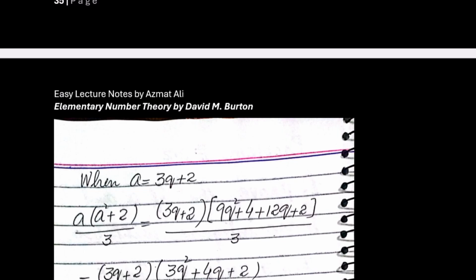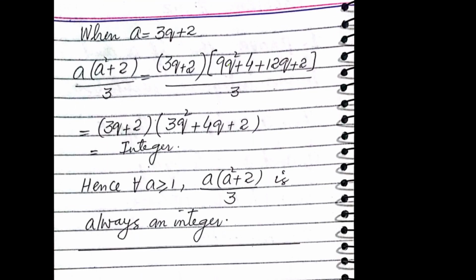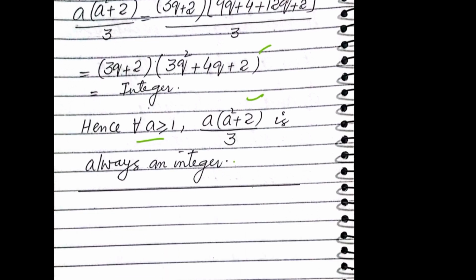Lastly, in the case when a is 3q + 2, plugging in this value of a, you can arrive at this step, which is clearly an integer. Hence, for all a greater than or equal to 1, this number is always an integer, and it completes the proof. So, I hope now you have a clear understanding of these three examples.